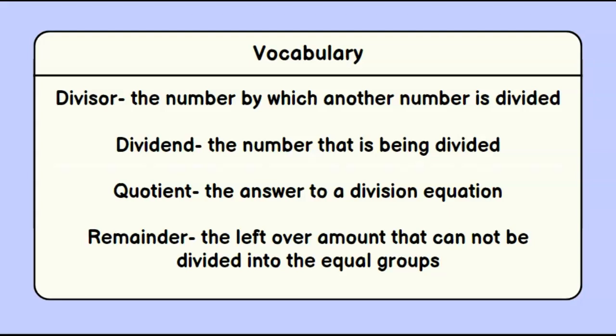Vocabulary for this topic: we will need to know what a divisor is, which is the number by which another number is being divided. Dividend, which is the number that is being divided. Quotient is the answer to a division equation, and remainder is the leftover amount that cannot be put into those equal groups.